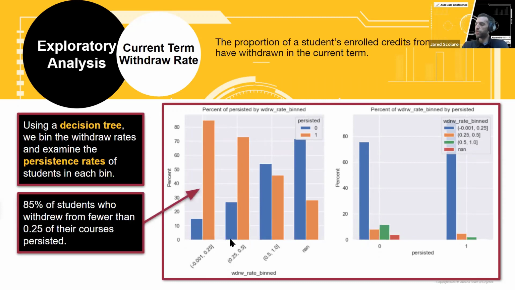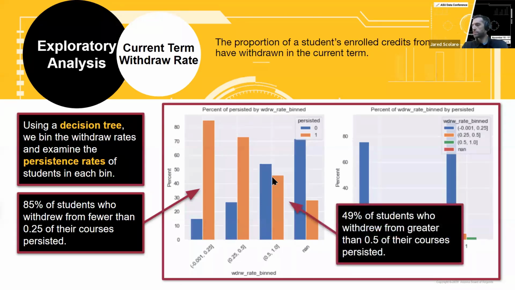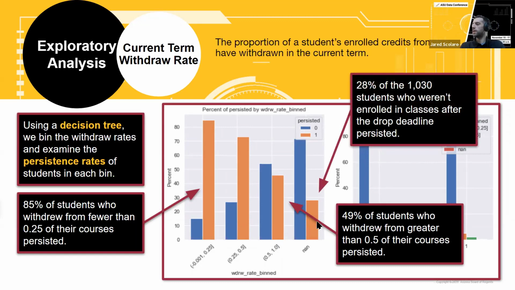Here we see students who withdrew from 1/4 to half of their classes, the persistence rate now is in the low 70s. And then students who withdrew from at least half of their courses, their persistence rate was only 49%. So it seems like there's a strong trend here. And then this final one, the null values represent students who actually were not enrolled in classes anymore after the drop deadline. We can't calculate the percent they withdrew from because they had no classes still enrolled by that time. And in this case, 28% of those students persisted to the next semester.